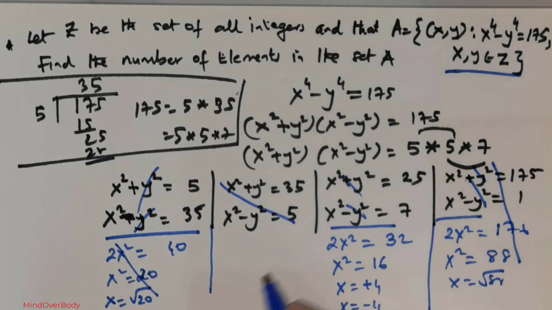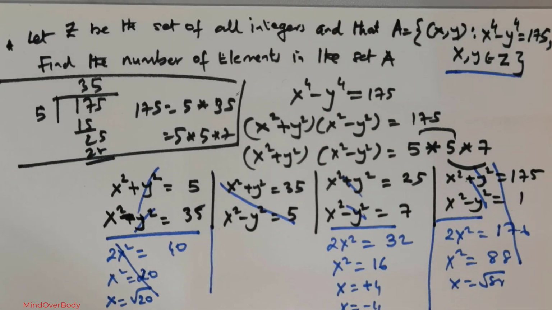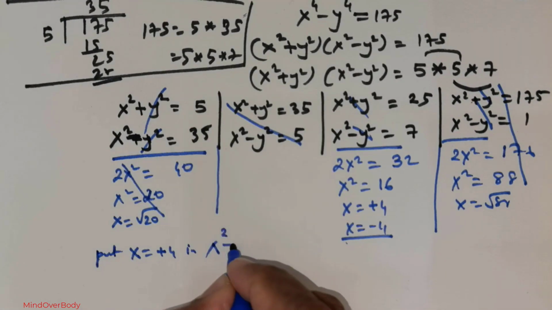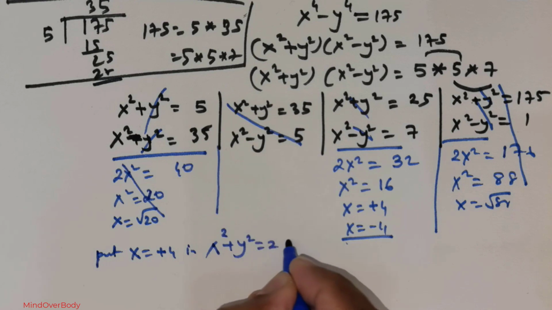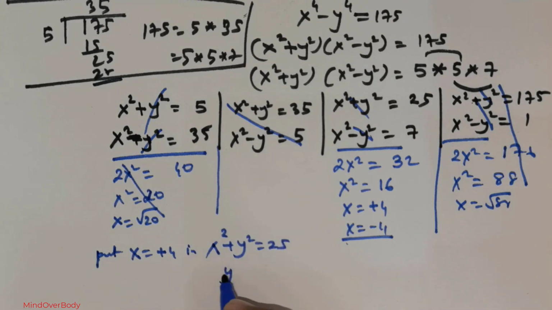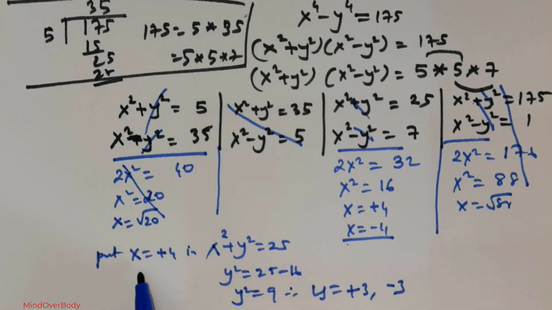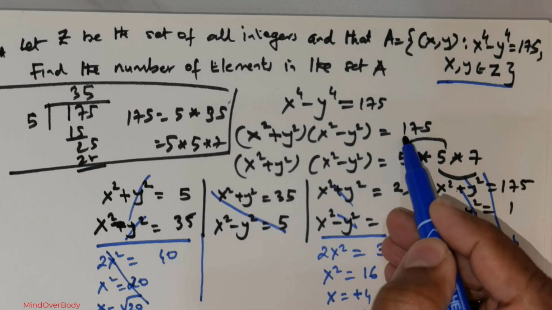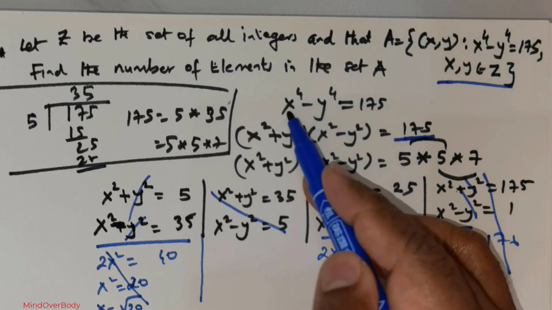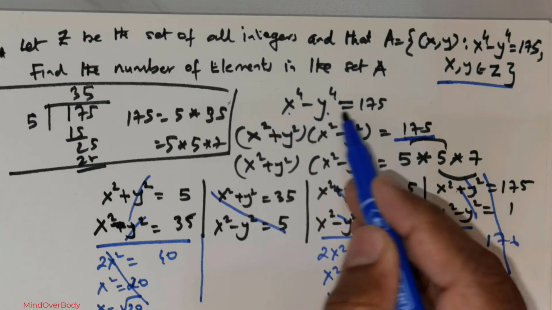Now when x is equal to plus 4, you can substitute it here. So put x is equal to plus 4 in, say, x squared plus y squared is equal to 25. So this is going to be 16. So y squared is equal to 25 minus 16. So y squared is equal to 9. Therefore y will be equal to plus 3 or minus 3. Right? Now these are the only values of x and y that will satisfy this equation. x to the power of 4 minus y to the power of 4 is equal to 175.